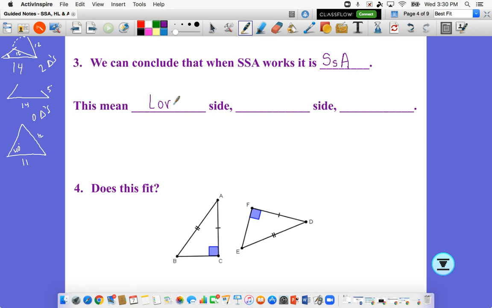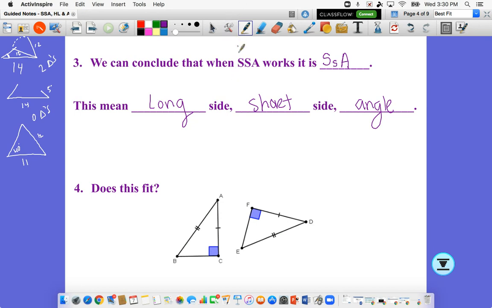All right, long, short, and then the angle, right? So the angle is attached to the shorter side. The one that's swinging is my longer side.